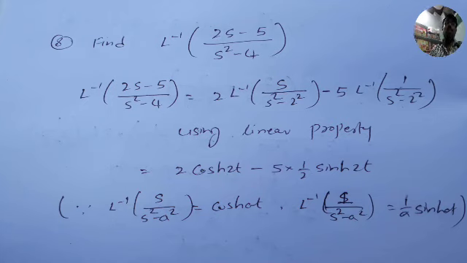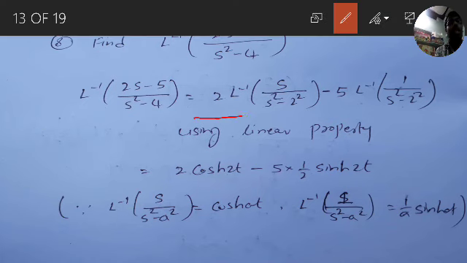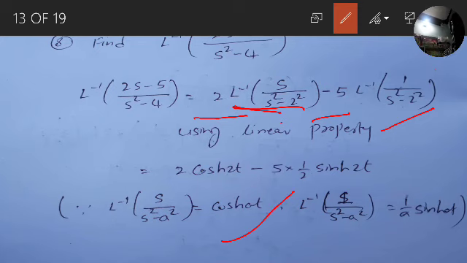Now I explain this one, a very easy question. Eighth problem: find L inverse of 2s minus 5 by s square minus 4. By linear property you have to take constants outside: 2 outside, L inverse of s by s square minus 2 square, and minus 5 outside, L inverse of 1 by s square minus 2 square. So 2 constant outside, minus 5 outside, using linear property. Now use a formula. What is the formula here? L inverse of s by s square minus a square is cosh at. Here what is the formula?